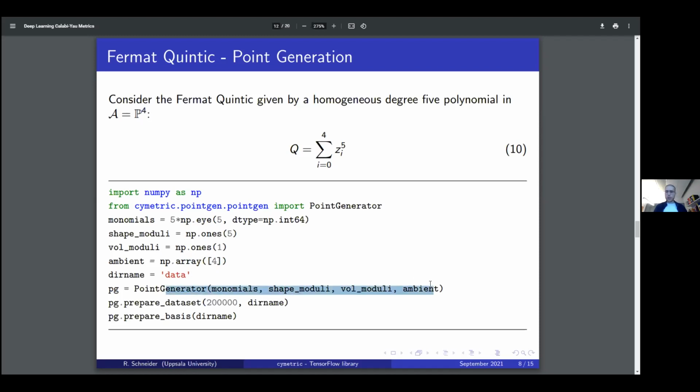So we can initialize the point generator with all this information, which describes our Calabi-Yau manifold, and then prepare a training data set of, say, 200,000 points. On top of that, we have to prepare all this information for our neural network to work with, and this is just called prepare basis here.